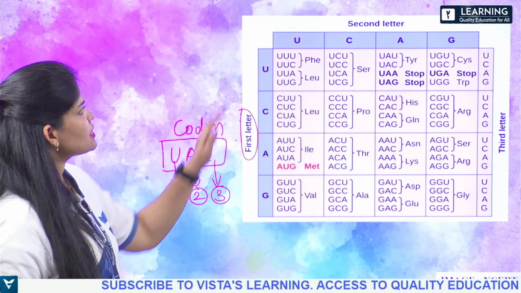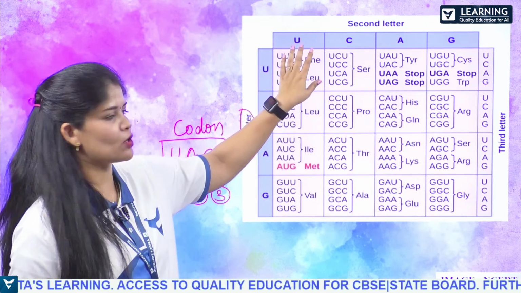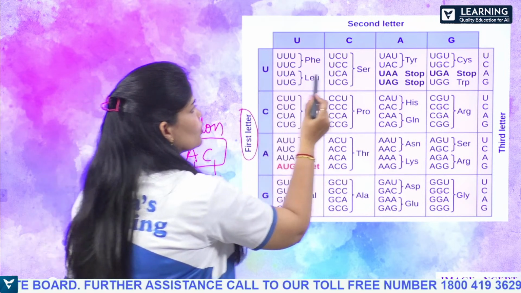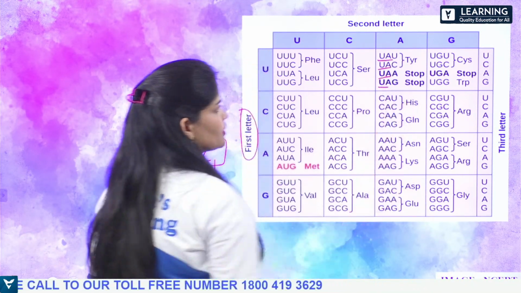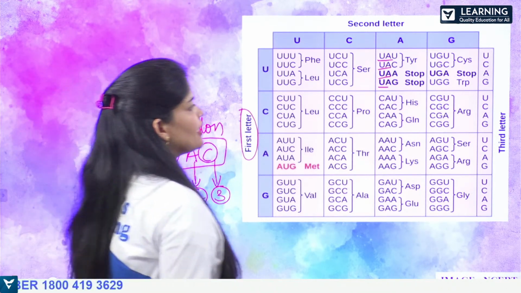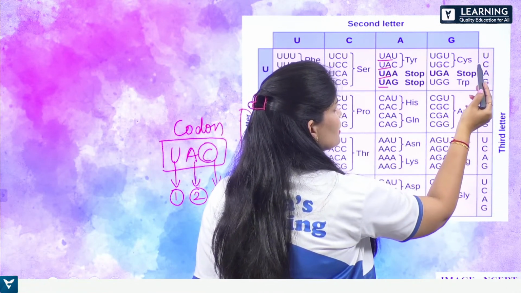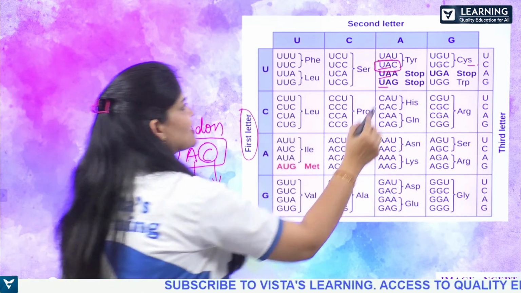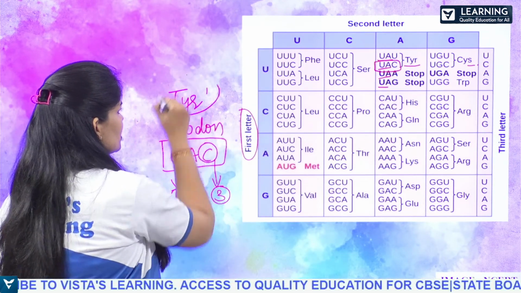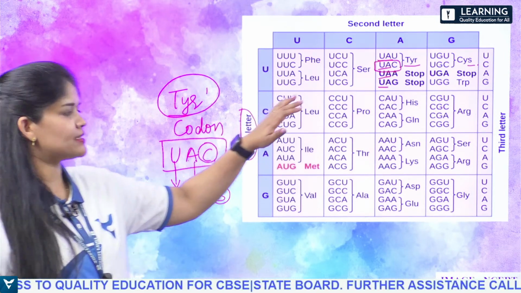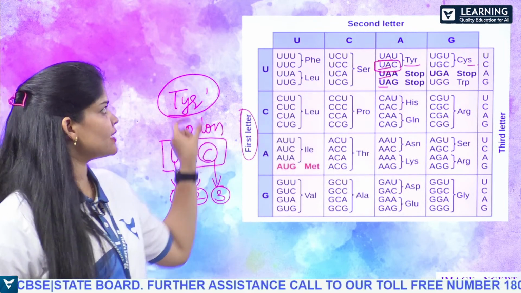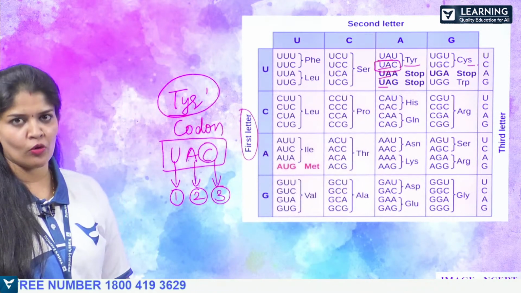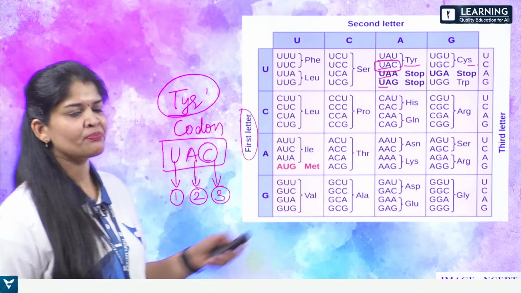So, first U. Search for the first letter here. It is U, so this box. Second letter is A. U, A. Third is C. The third letter will be here. We have C. Here, what we have? U, A, C. Tyrosine. It codes for tyrosine. So, if we have codons, by using this checkerboard, we can find the first letter, second letter, third letter, and finally it gives information about which amino acid that codon is going to code for. This is how we check this genetic code.